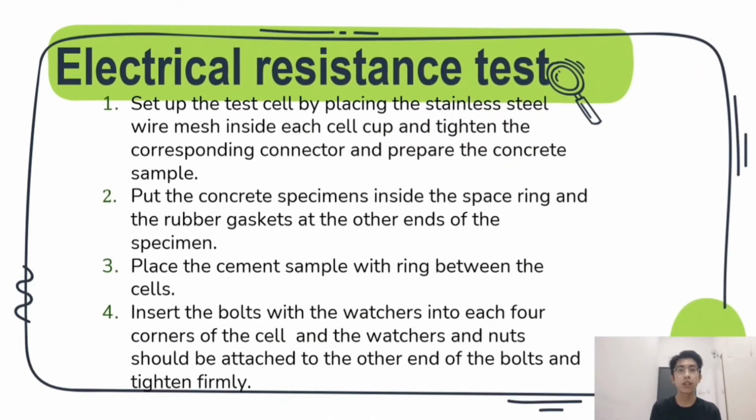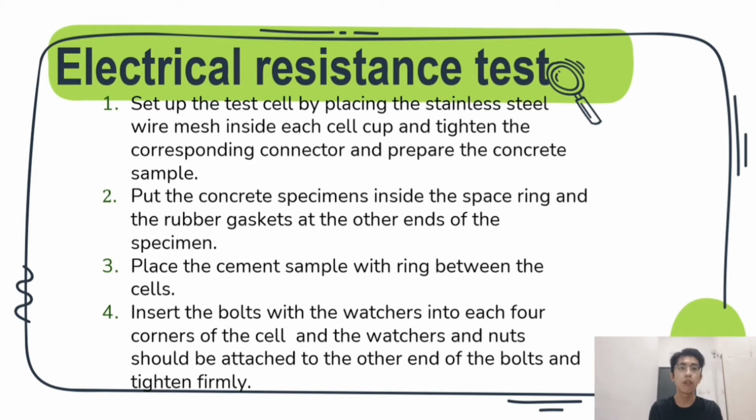The next standard test will be the electrical resistance test. First, set up the test cell by placing the stainless steel wire inside each cell cup and tighten the corresponding connectors and prepare the concrete sample. Next, put the concrete specimen inside the spacer ring and the rubber gasket at the other end of the cell, and place the cement sample with ring between the cells.